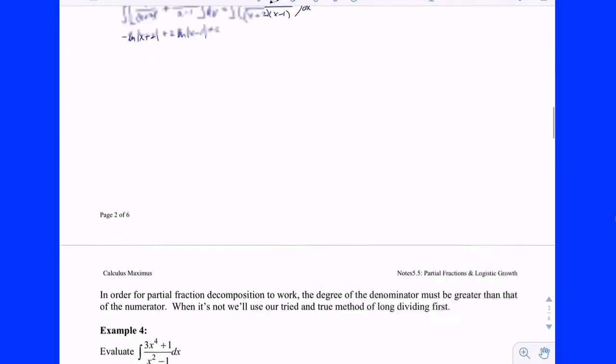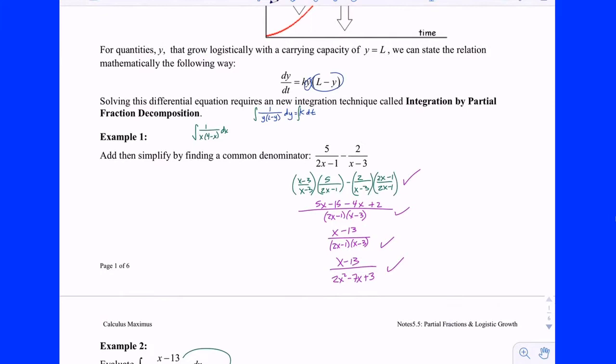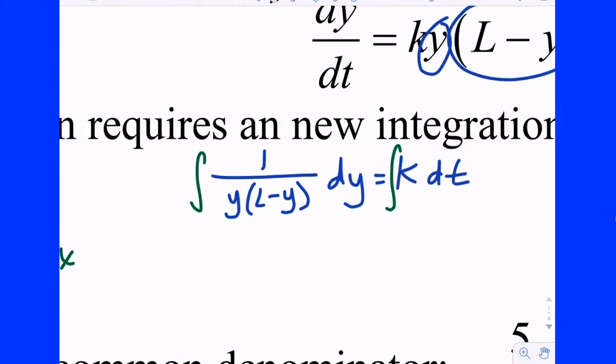Okay, now the decomposition method, where are we going with all this? Why are we looking at this method now? Remember, our goal was to find the antiderivative of 1 over y times L minus y with respect to y. Guess what method we're going to use to find its integral? The partial fraction decomposition by the Oliver Heaviside cover-up method.